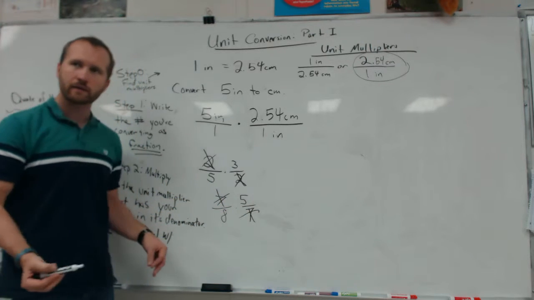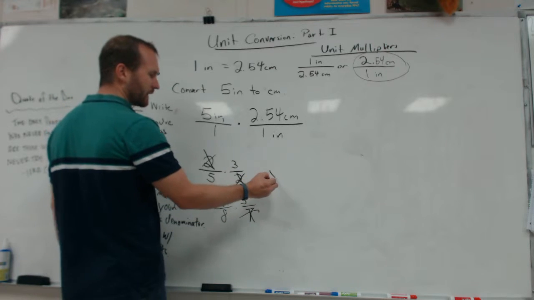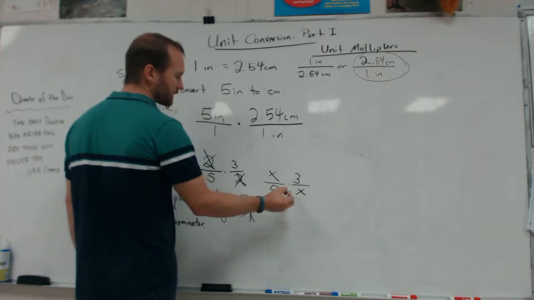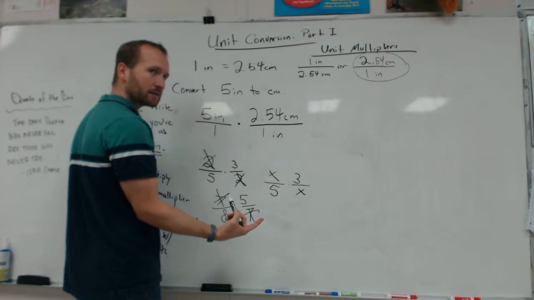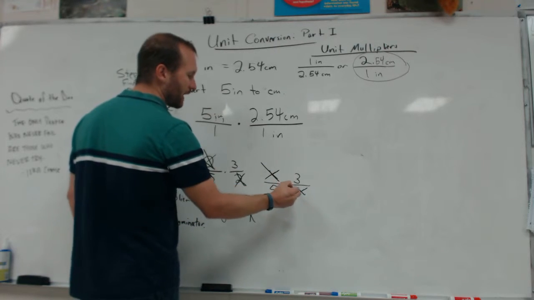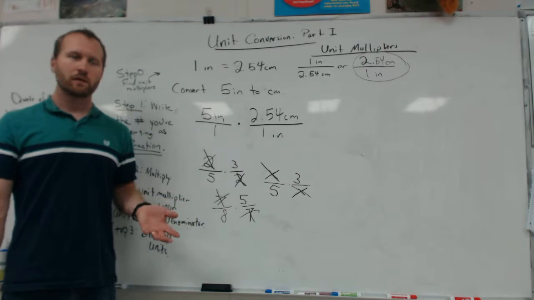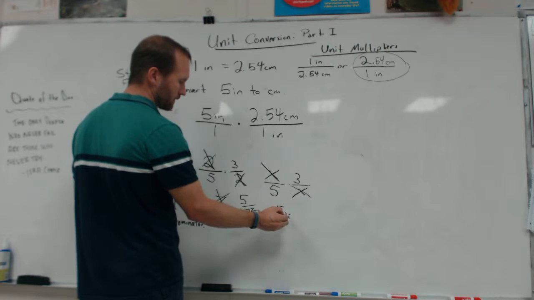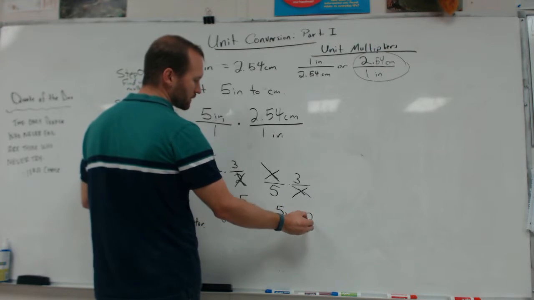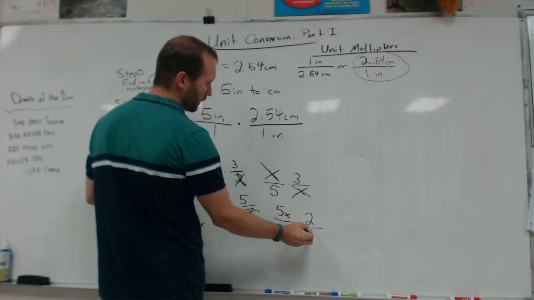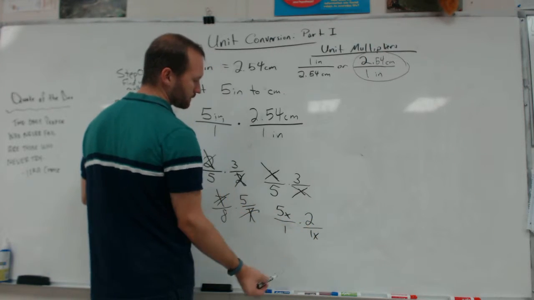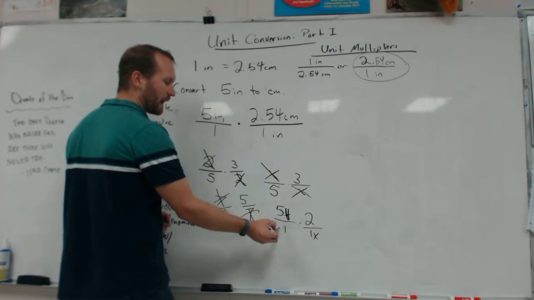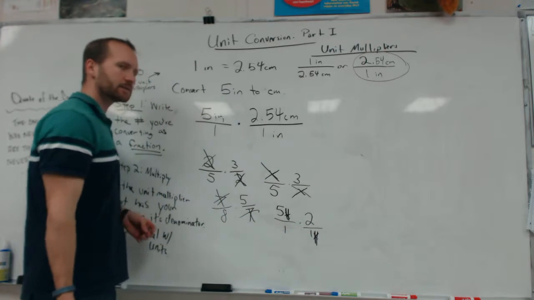Yeah. Okay, this is where algebra comes in. What if I had x over 5 times 3 over x? Yeah, you can still get rid of it. Can I cancel my x? Yes. It's any number. X is basically any number. Okay? What if I had something like this? 5x over 1 times 2 over 1x. I can still cancel the x, right? I can't cancel the 5, but I can cancel the x.